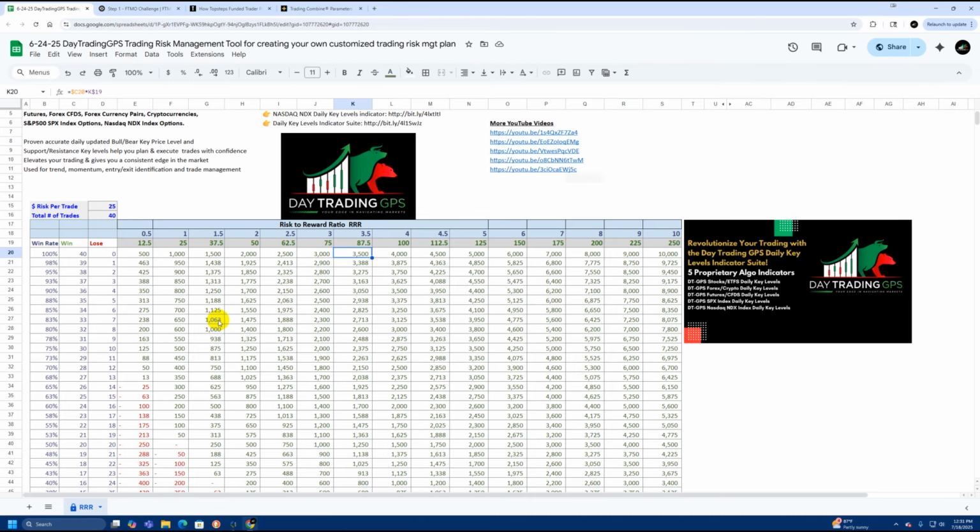Again, you also have to factor in whether FTMO or whatever funding company you're using to take the challenge with is charging you commissions or any other fees per trade. So for example here, with a 50% win rate at a 3-to-1 ratio, then you're at $1,000. At a 3.5-to-1 ratio, then you're at $1,250. And you can see what the rest of them turn out to be.